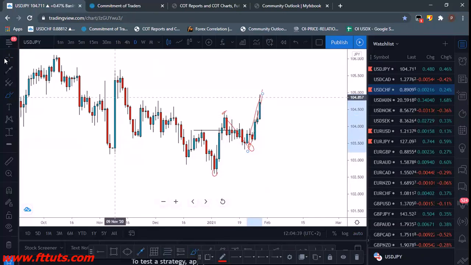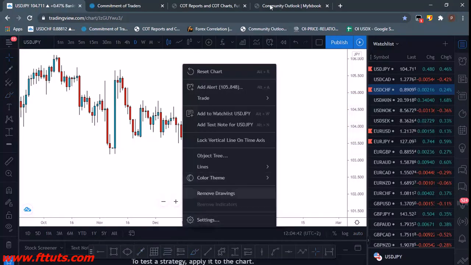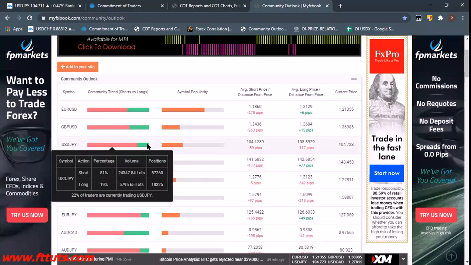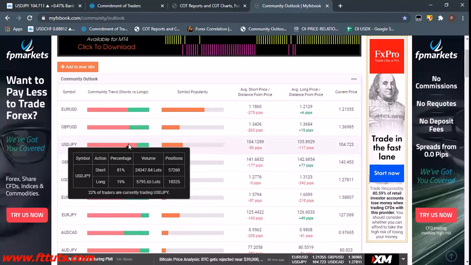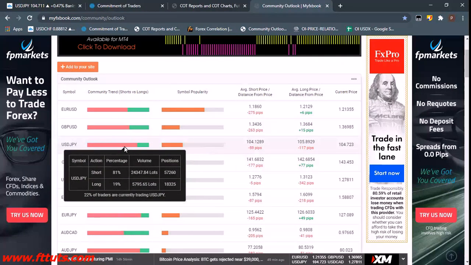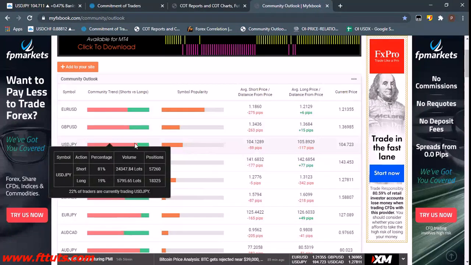But look at what was happening here on the Outlook. Let's look at USDJPY. You see USDJPY on the Outlook: there's an 81% short rate. You look at the volume in lot size and how many positions: about 24,347 volume of selling in lot size, 57,260 positions, and only 18,325 buying. That's just 19%. So imagine how many people were selling here and how many people were buying.